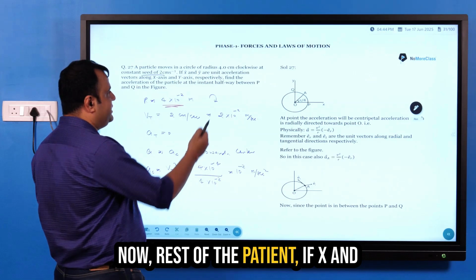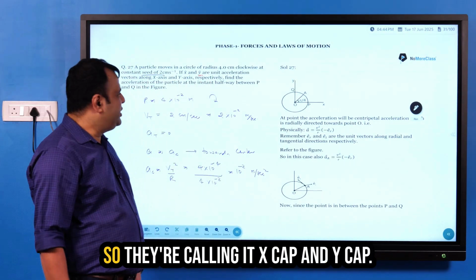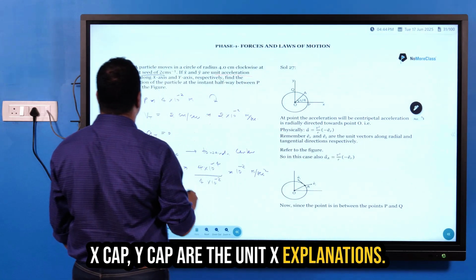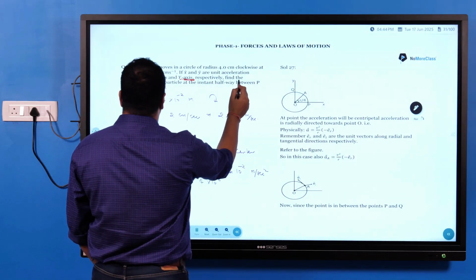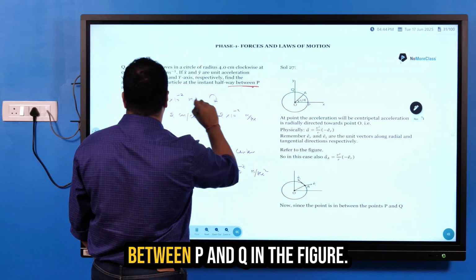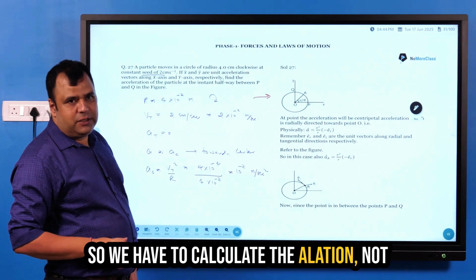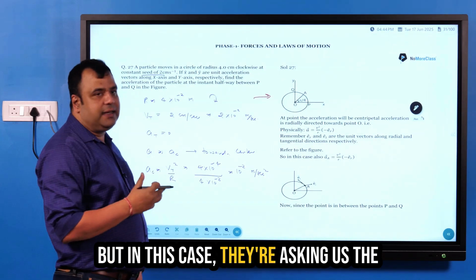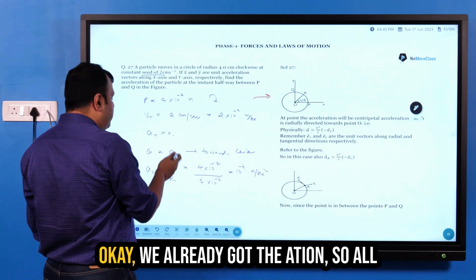Now, rest of the question. If x and y are unit vectors, generally we call them I cap, j cap. So they are calling it x cap and y cap, okay? X cap, y cap are the unit acceleration vectors along x-axis and y-axis, respectively. Find the acceleration of the particle, this acceleration, at the instant halfway between P and Q in the figure. So this is the figure. So we have to calculate the acceleration, not along tangent and the center or radius, but in this case, they are asking us the acceleration in terms of I cap, j cap, or x cap, y cap. Okay. We already got the acceleration.